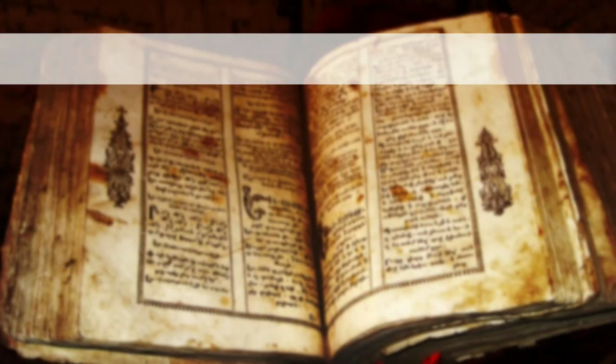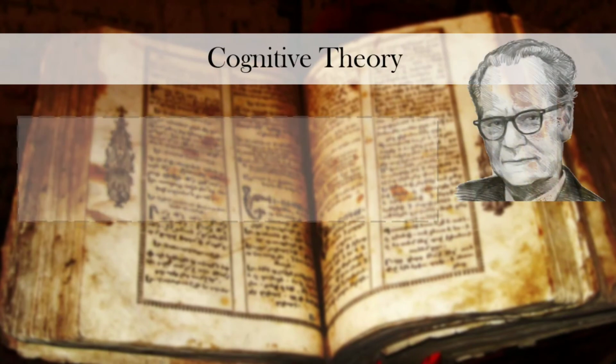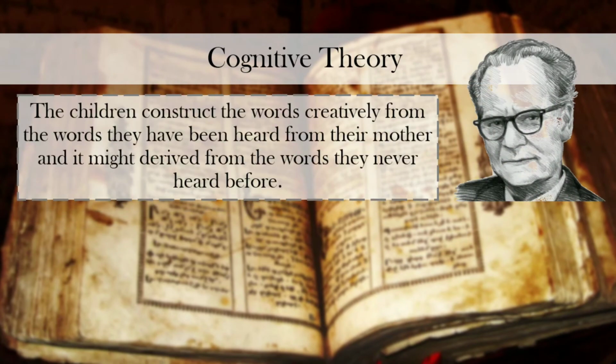The next is cognitive theory, which relates to childish creativity. In the story, it is said that children might construct new words by using their creativity as the result of interaction with the environment. It is again emphasized that children's language acquisition is also influenced by the surrounding environment. They construct words creatively from the words they have heard from their mother, and it might derive from words they never heard before.